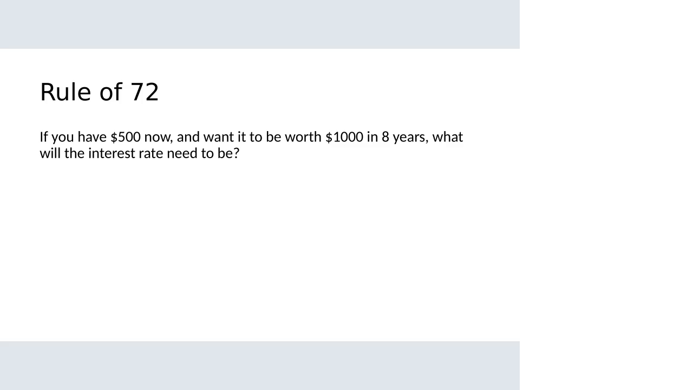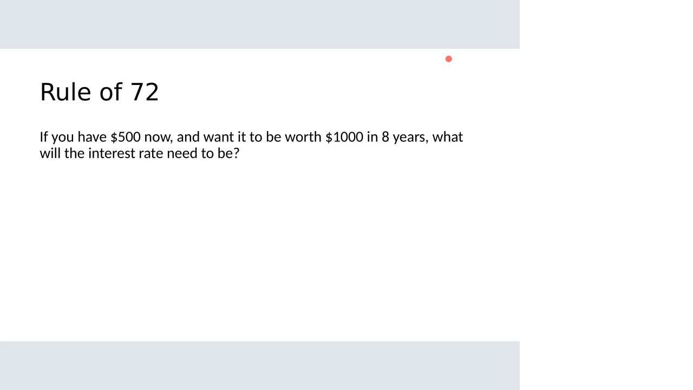All right, here's a rule of 72 question that on the surface doesn't necessarily read like a rule of 72 question, but I want to make sure that you recognize it as one. If you have $500 now and you want it to be worth $1,000 in 8 years, what will the interest rate need to be? Now, you might think, is this simple interest? Is this compound interest? What am I supposed to do here? Hey, wait a minute. I don't think it's tricky, but I do think it's sneaky.